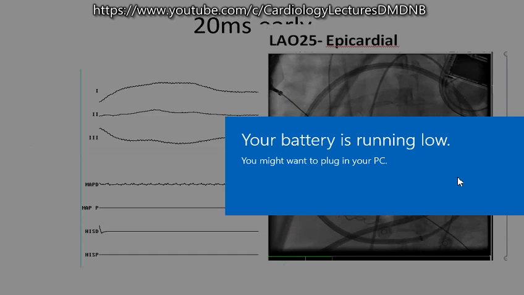And I'd just like to show that this is the lead position. This is your RV septal lead, and this is the origin of the VT. So the distance between your lead and the origin of the VT is far, and that may be the reason that ATP is not able to terminate ventricular tachycardia in this case.